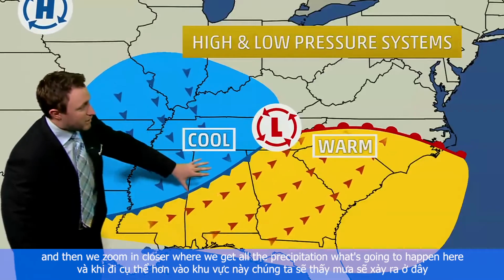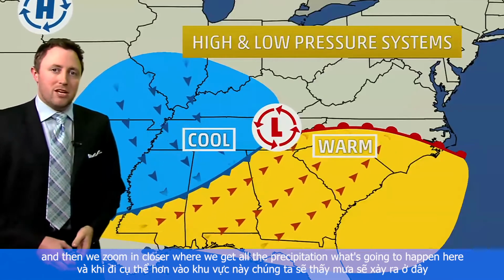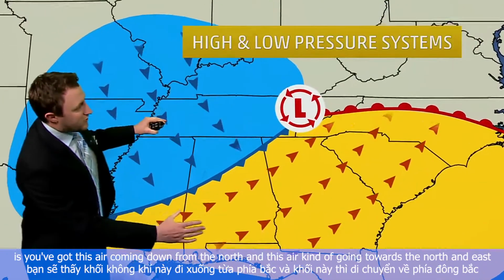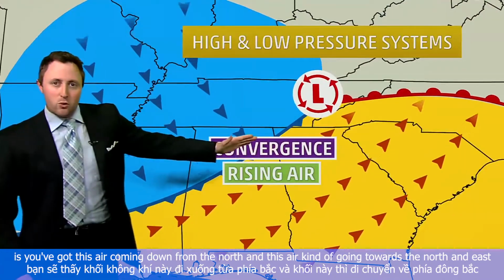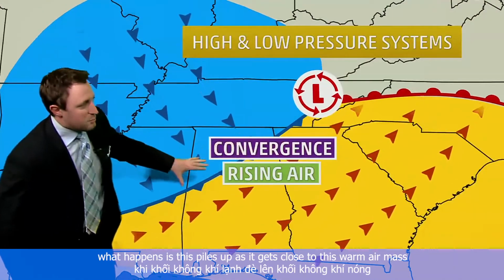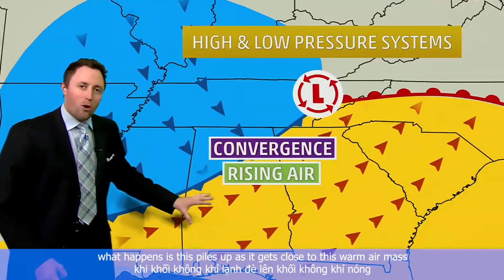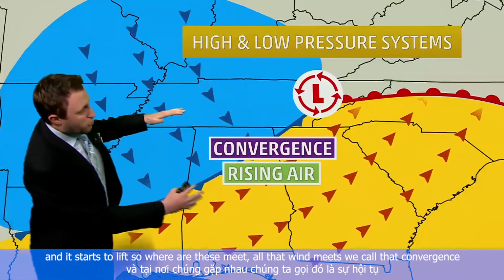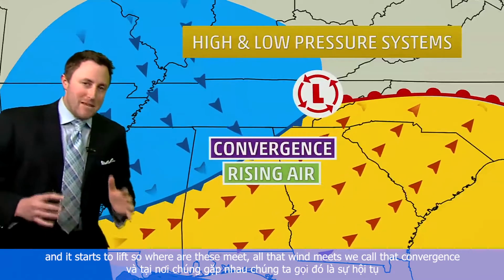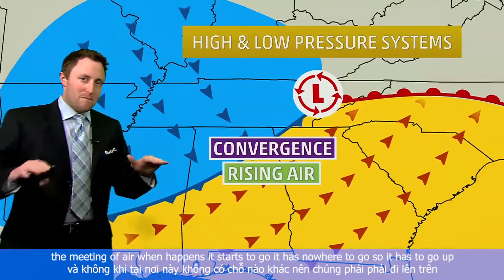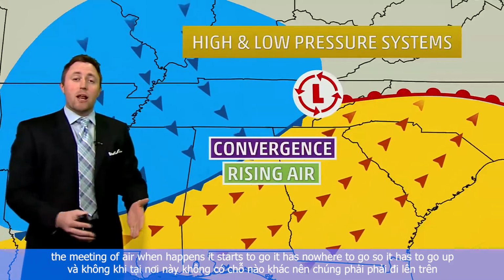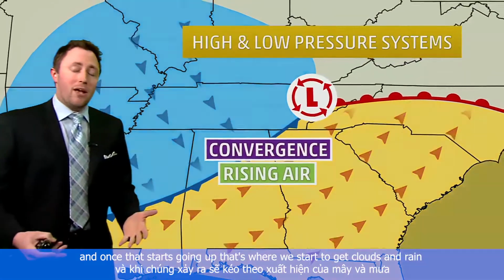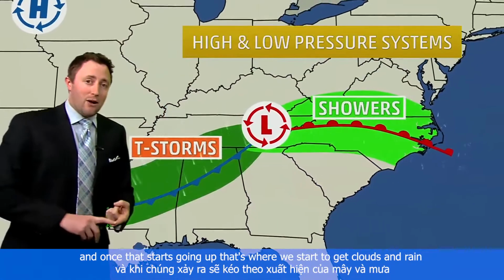And then when we zoom in closer, where we get all the precipitation, what's going to happen here is you've got this air coming down from the north and this air kind of going towards the north and east. What happens is this piles up as it gets close to this warm air mass and it starts to lift. So where these meet, all that wind meets, we call that convergence, the meeting of air. And when it happens, it has nowhere to go, so it has to go up. And once that starts going up, that's where we start to get clouds and rain.